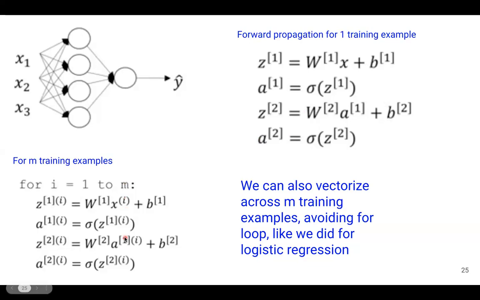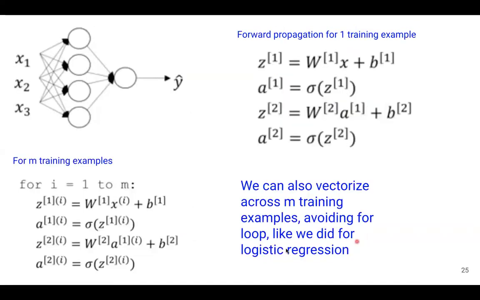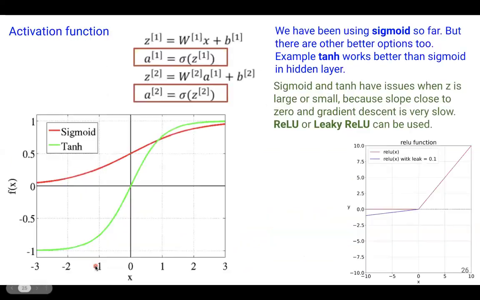And for M training examples, we should vectorize. This is written in a for loop way, and this is exactly what we would like to avoid. So in the similar way that we did for logistic regression, this part can be vectorized.